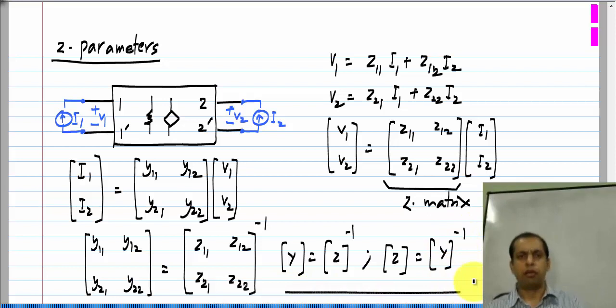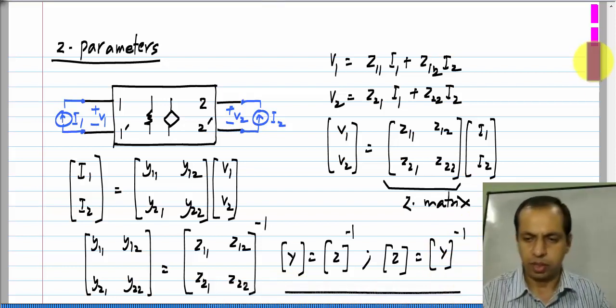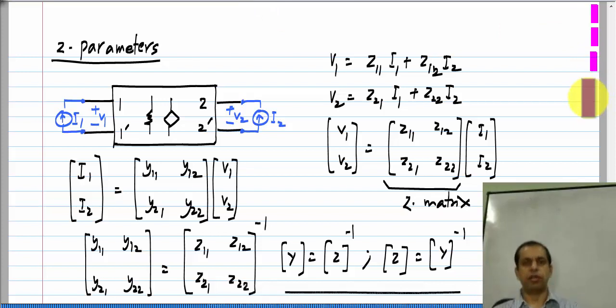Now, it is possible that one or the other of these is not invertible. Perhaps the Z matrix is not invertible or the Y matrix is not invertible, in which case you can't define the other one. So, that is always possible, and this is equivalent to having, let us say, a short circuit which can be specified as 0 resistance, but you can't specify its conductance, it is infinite. So, it is similar to that. We will see examples of this later.